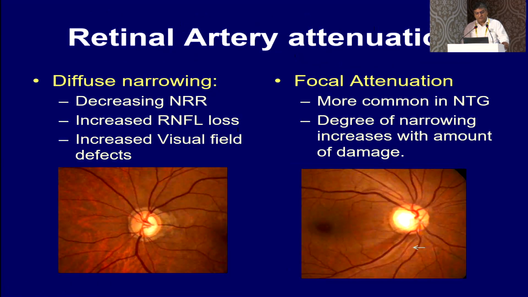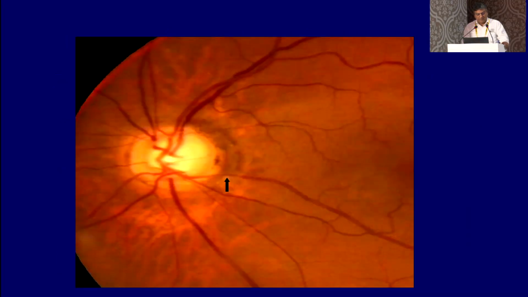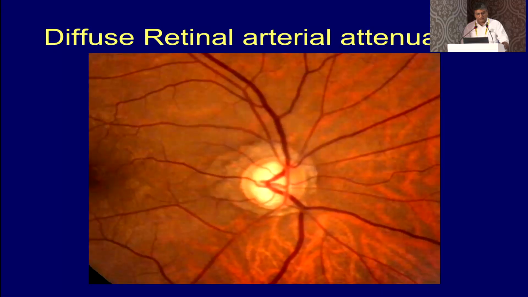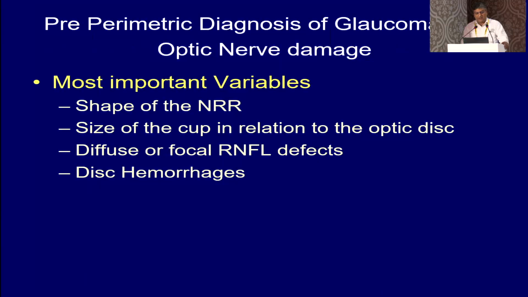Next comes the status of the retinal arteries. There can be diffuse narrowing or focal attenuation of the retinal arteries, depending upon the amount of disc damage. As we can see here, this is a focal notch on the retinal artery. And this is diffuse damage of the retinal artery.